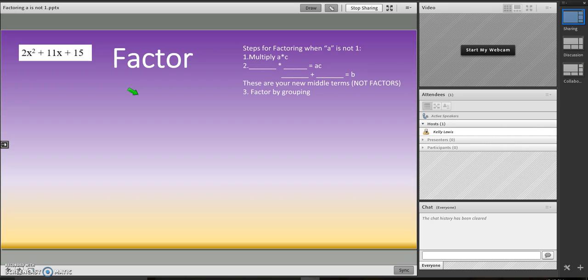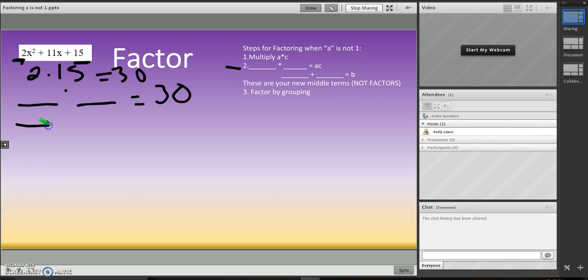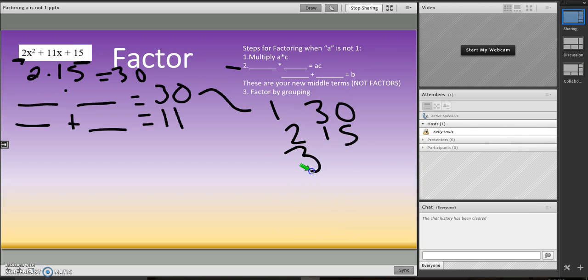All right, so we're going to multiply a and c. That means multiply the first guy and the last guy. So 2 times 15 is 30. All right, so now I'm going to find what multiplies to give me 30, adds to give me 11. Okay, and my choices for 30 are 1 times 30, 2 times 15, 3 times 10, 5 times 6. 5 plus 6 is 11, so those work.